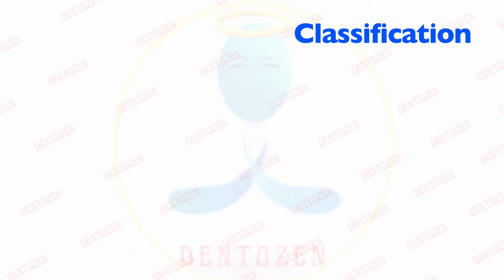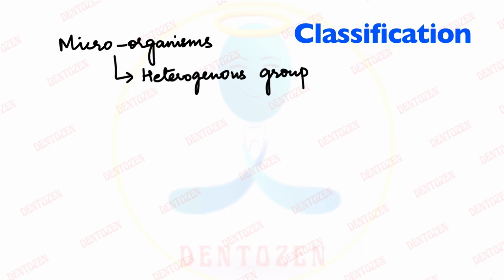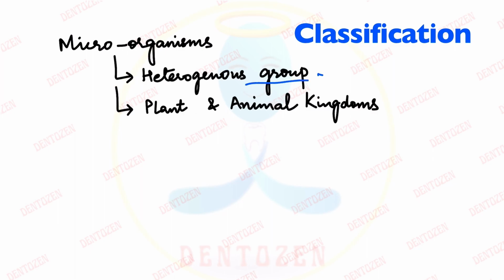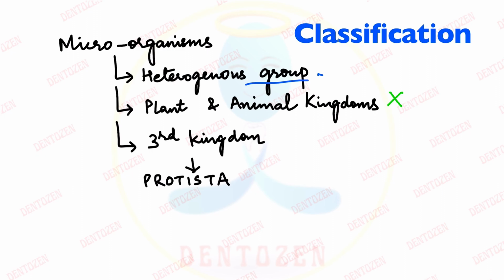First, the classification. Microorganisms belong to a heterogeneous group of different living organisms. First, they were classified into plant and animal kingdoms, but this classification was not satisfactory, so they were further classified into third kingdom, which is known as Protista. So remember, microorganisms belong to the kingdom Protista.